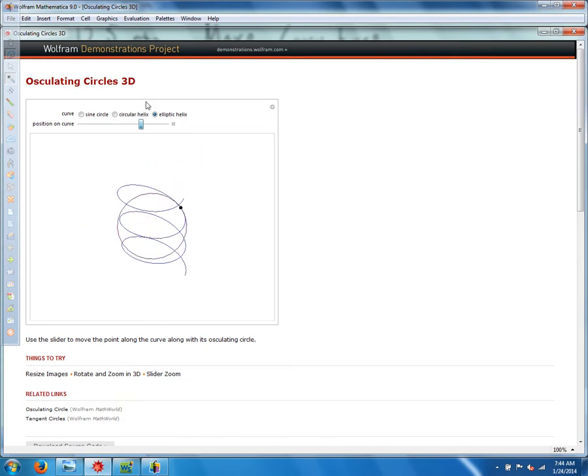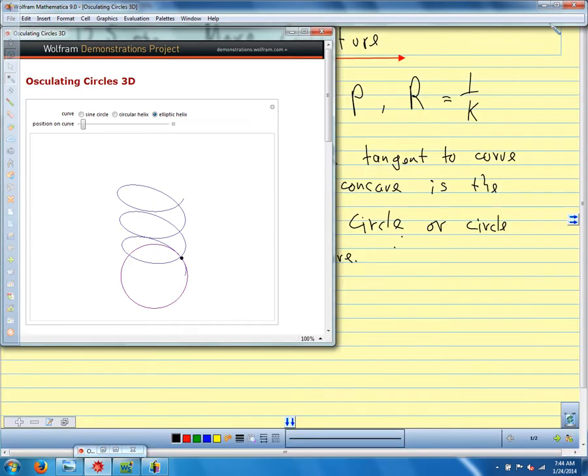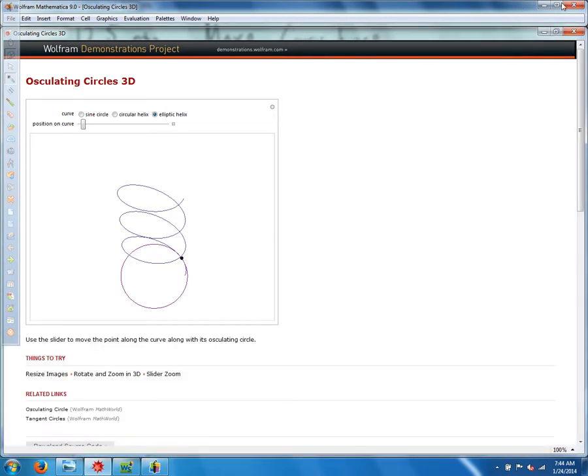So just kind of a visual picture of how the curvature changes, and this circle of curvature along this curve. Okay. I just like those. Those are nice pictures.